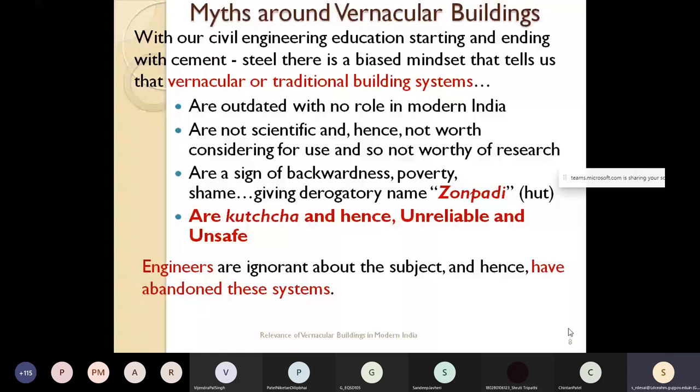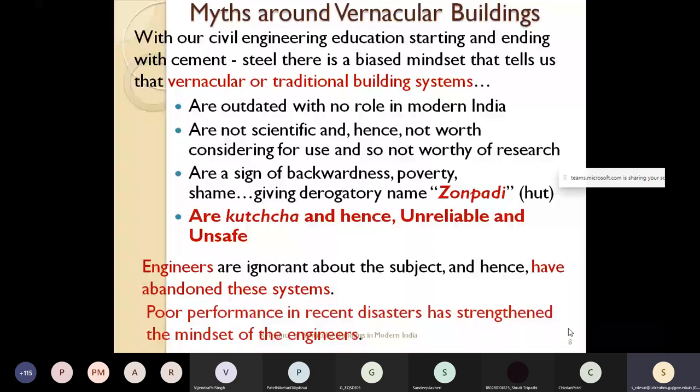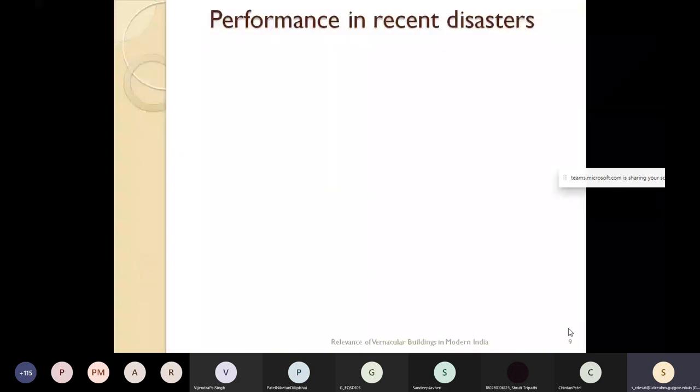Now, what has also happened in the last, I'll say, maybe 26, 28, 30 odd years is that poor performance of these vernacular buildings in the recent disasters has strengthened the mindset of the engineers and, as a result, the people. Now, let's look very, very quickly at performance in recent disasters. There's the 1991 Uttarkashi earthquake, very quickly the 93 Latur earthquake, and basically stone houses.